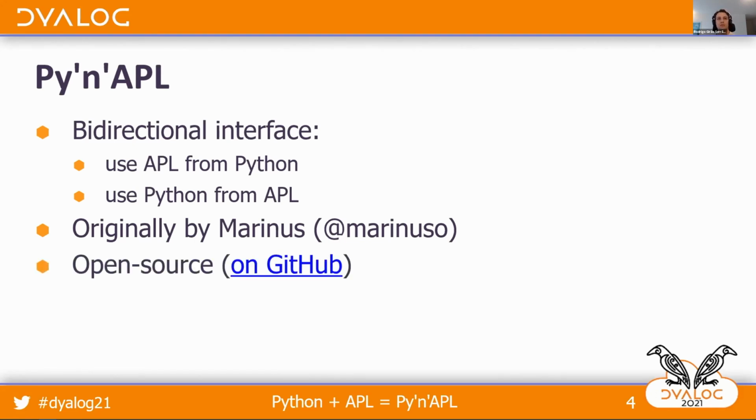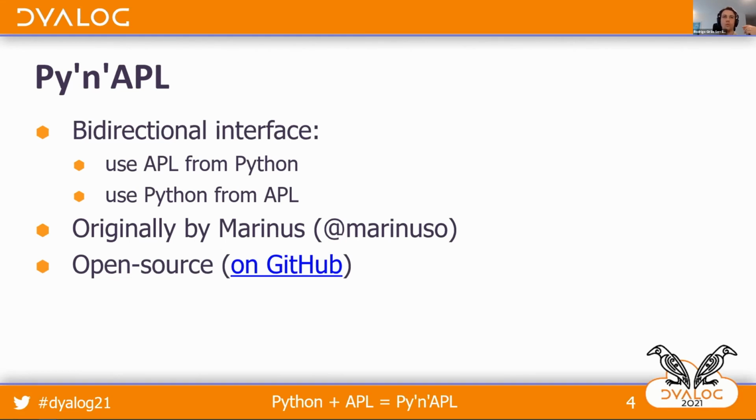And I think it's important to let you know that Py'n'APL is open source. You can find it on GitHub and it has a very permissive license. So feel free to use it and abuse it and share it and let others know, and you can try to break it and you can try to fix it, you can contribute, you can help. Almost anything is possible.